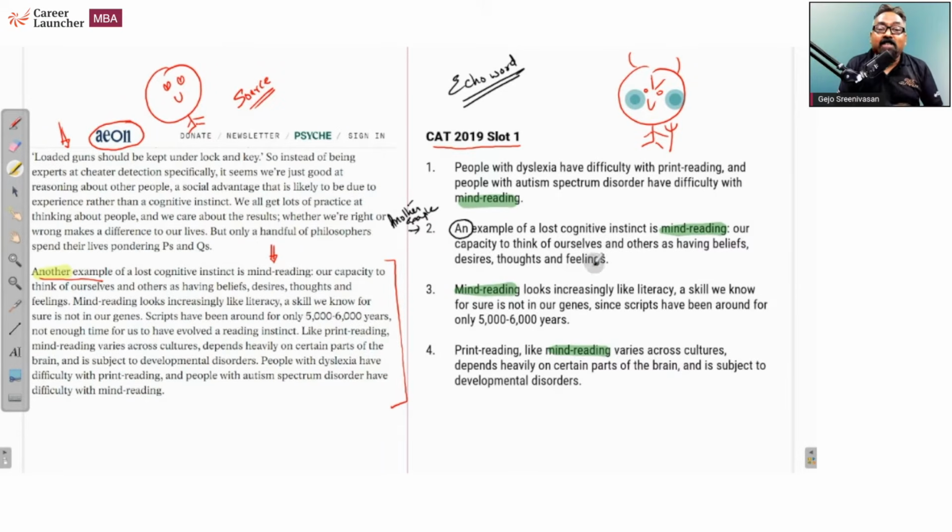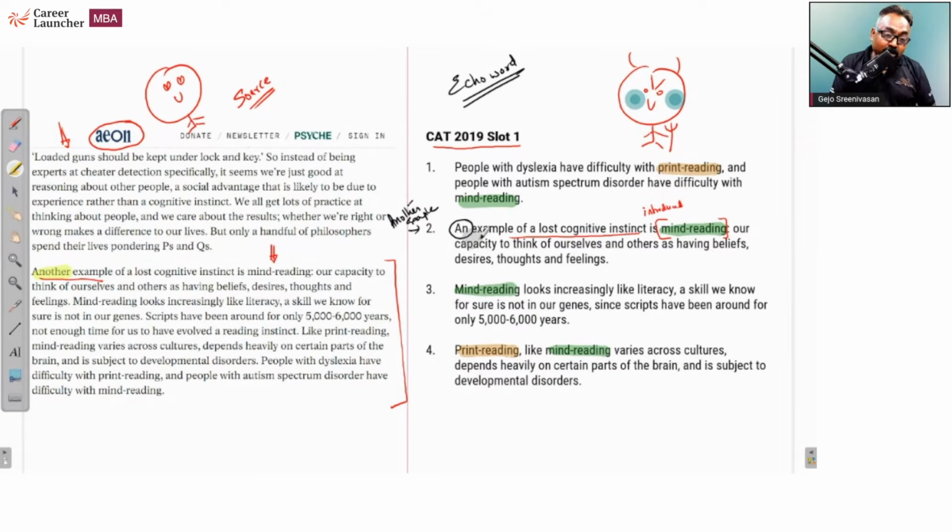Now, in fact, if you read sentence number two, it says an example of a lost cognitive instinct is mind reading. So this is clearly where it got introduced. Our capacity to think of ourselves and others as having beliefs, desires, thoughts, and feelings. Now, there is one more word you can actually see, which is an echo word: print reading. This is there in sentence number 4. It is there in sentence number 1.